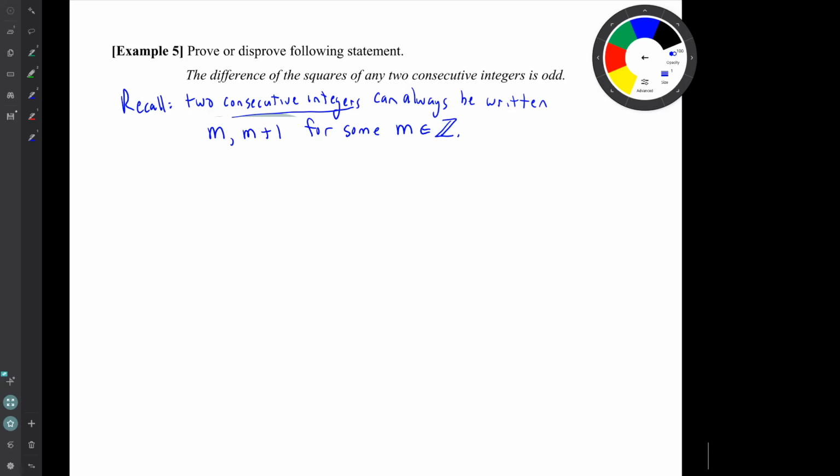So if we want to describe a pair of consecutive integers, all we really need to do is give the first integer, the one that's on the left, and that really describes the pair. So a quantified restatement of our statement that we're trying to prove or disprove would look like this. That is a formal restatement of the statement that we're trying to prove.